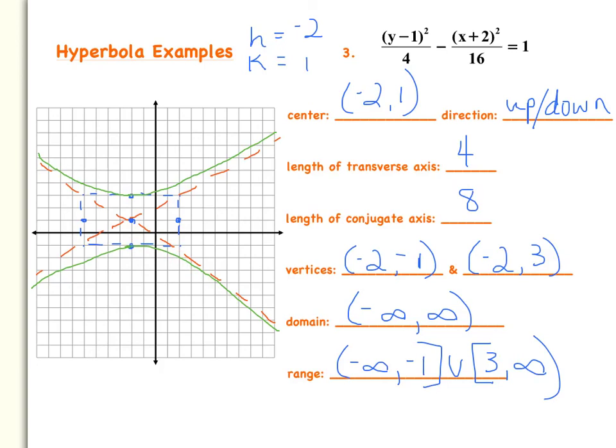After I sketched my curves, I decided to go ahead and identify my vertices. So (-2, -1) is my first one, and (-2, 3) is my second one. And then last, the domain and range. So the domain starts at negative infinity and continuously moves towards positive infinity. And then the range starts down here at negative infinity and only goes up to where the y value is negative 1. Then it jumps over and starts back up where the y value is 3 and moves onward towards positive infinity.